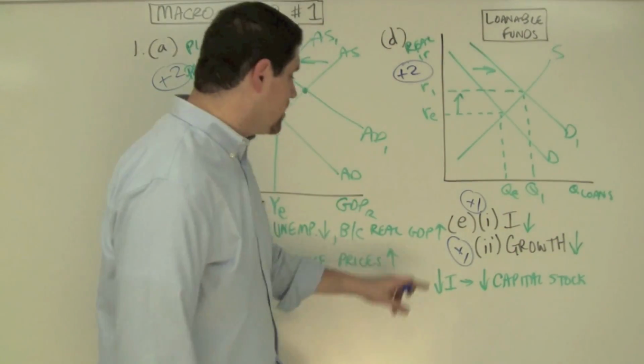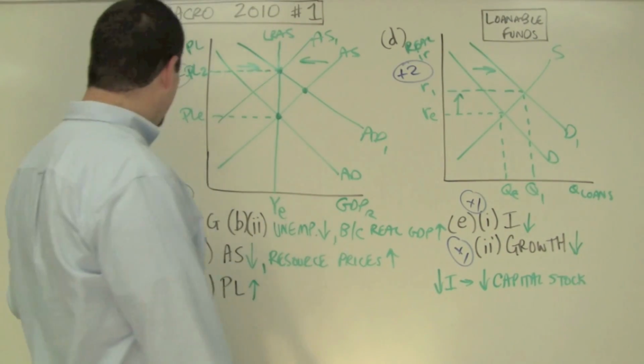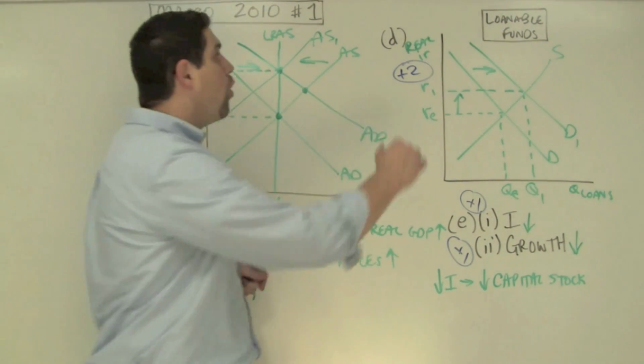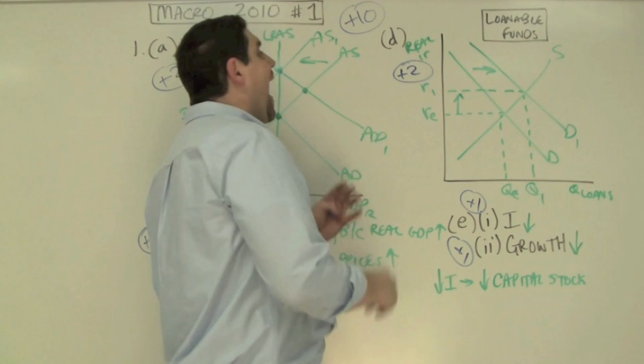All right, add up all the points. 1, 2, 3, 4, 5, 6, 7, 8, 9, and 10. This whole question is out of 10 points. Add it up, see how you did.